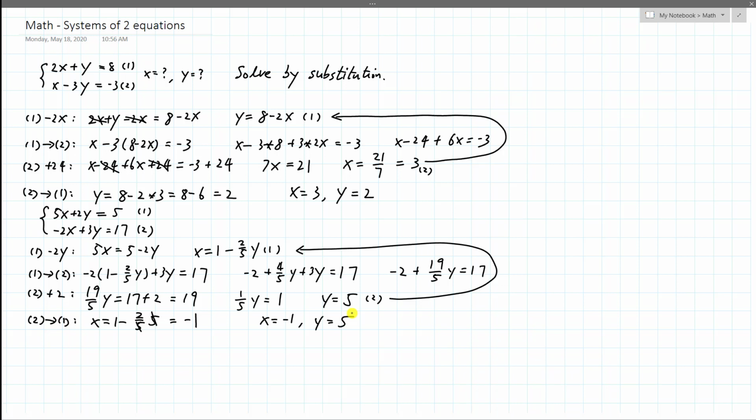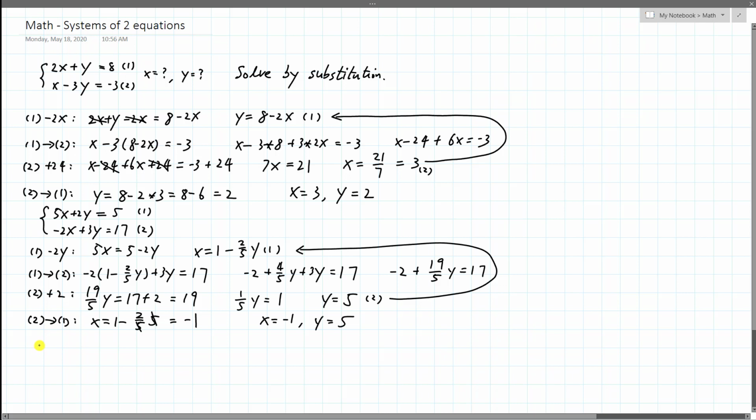So let's do this with this example. 3x minus y plus 2z equals 4. x plus 2y minus z equals 5. And minus x plus y plus 3z equals 8.